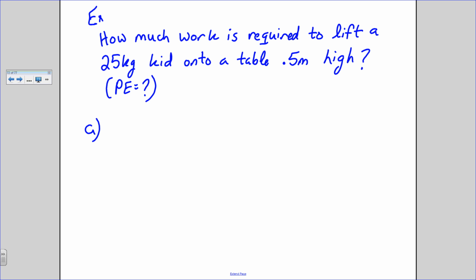All right, I'll give you some options here. Is it 13 joules, 125 joules, or 50 joules? Which is it? How much work is required to lift a 25 kilogram kid onto a table that's half a meter high?